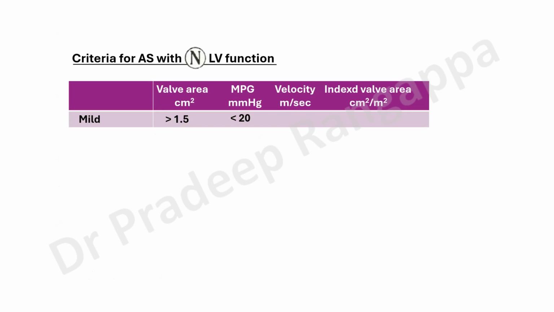If it is more than 40, you call it severe. 20 to 30 is moderate. And the velocity should be 2.6 to 2.9 meters per second. And indexed valve area, which is centimeter squared divided by meter squared, should be more than 0.85.